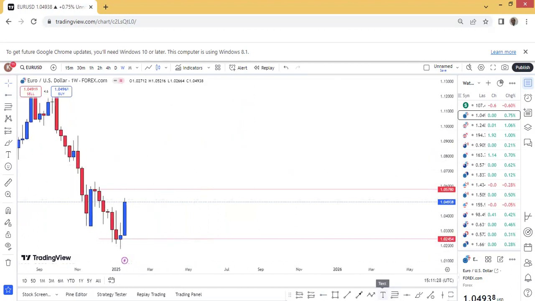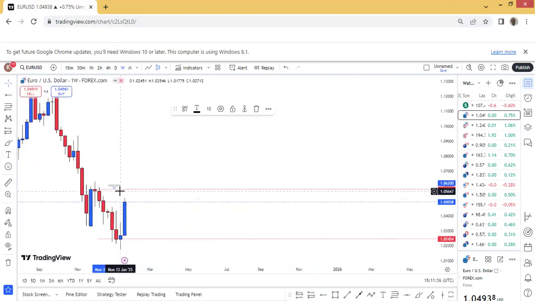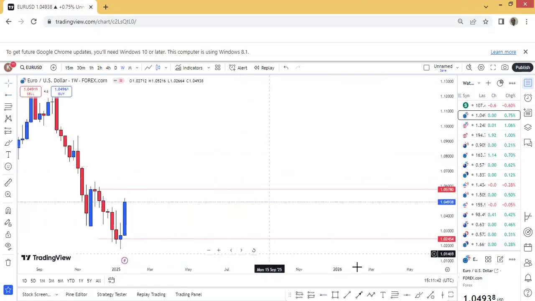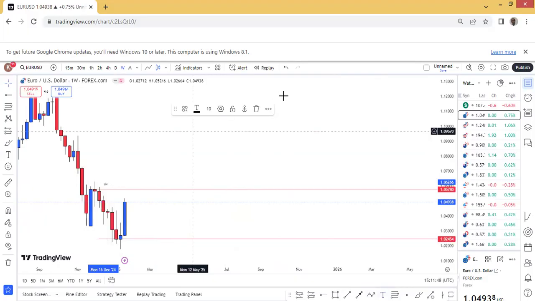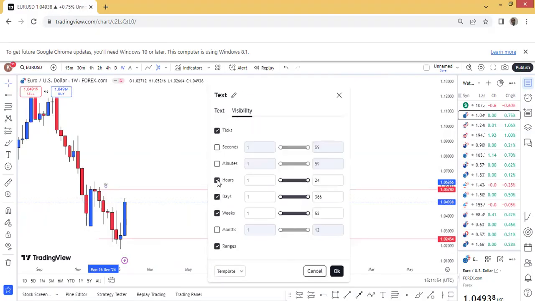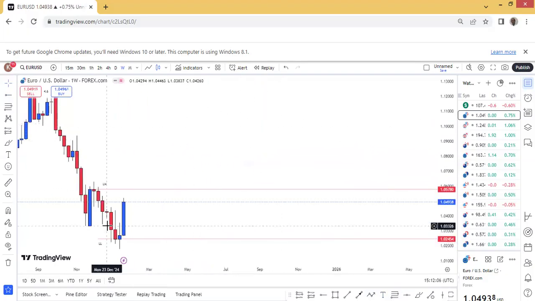So let me label it, as I do always. This is my lower high. I want to make sure it is seen only on the weekly chart, so I do not get myself confused anytime I open the chart on a different time frame. And this is the lower low. So that's all we will do here on the weekly.